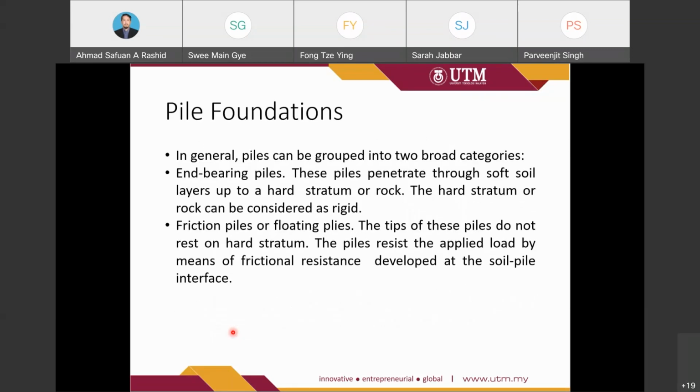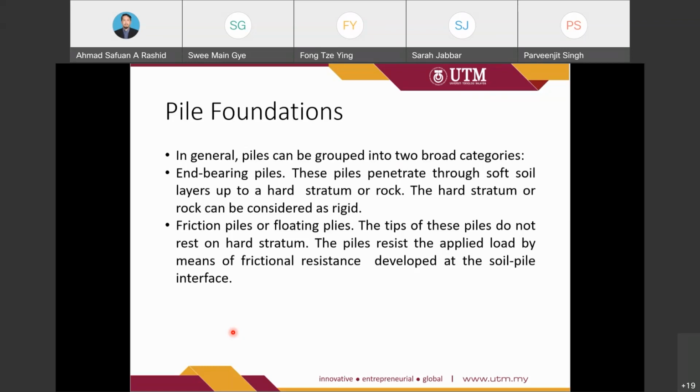In general, piles can be grouped into two broad categories. This is a typical type of pile system. I guess all of you know that we have two types of system. The first one is the end bearing pile. This pile penetrates through the soft soil layer up to a hard stratum or rock. The hard stratum or rock can be considered as rigid here. It means that the tip of the pile rests on a hard layer.